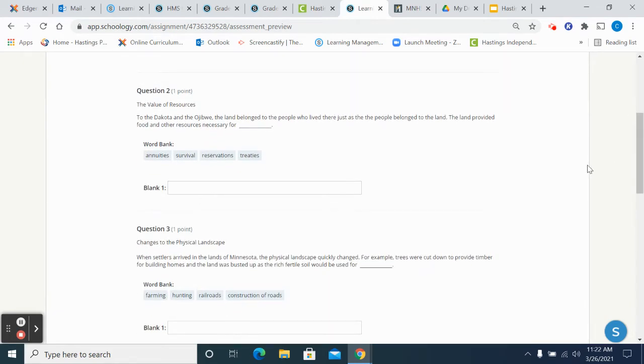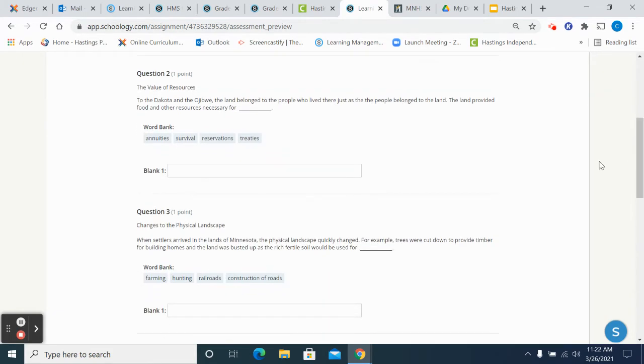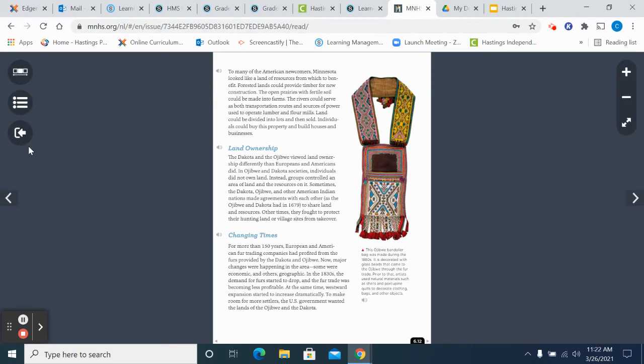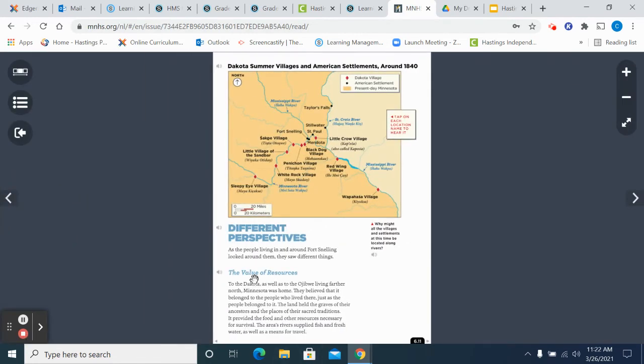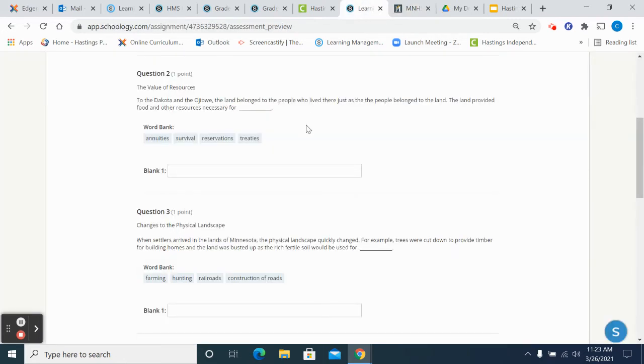Question 2 focuses on the value of resources. To the Dakota and the Ojibwe, the land belonged to the people who lived there, just as the people belonged to the land. The land provided food and other resources necessary for what? And you can see the word bank. This question, you're going to find the answer down here under the value of resources on page 6.11. Okay, I would encourage you to reread that. That's going to be an excellent resource for you in order to answer question number 2.